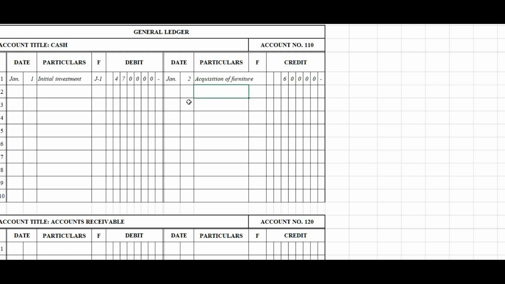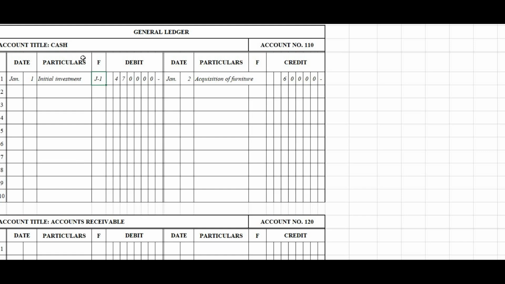So, yan, 60,000. By the way, before I forget, balikan lang muna natin yung kanina. So, yung first natin na journal entry na pinost natin dito sa general ledger, we have already placed a journal folio or journal reference. Now, before I forget, let us go back to the general journal, because we also have to put the posting reference in your general journal.